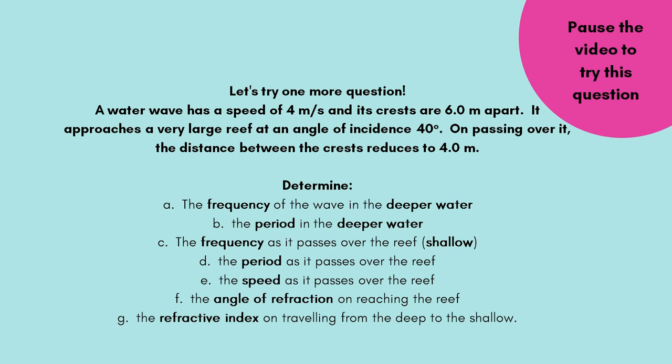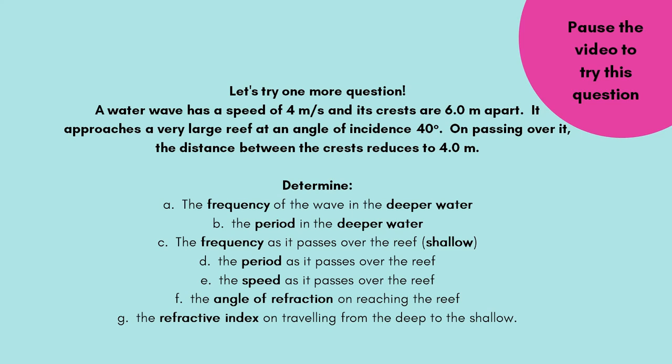Now, a water wave has a speed of 4 meters per second and its crests are 6 meters apart. It approaches a very large reef at an angle of incidence 40 degrees. On passing over it, the distance between the crests reduced to 4 meters. A. Determine the frequency of the wave in the deeper water. B. Determine the period in the deeper water.